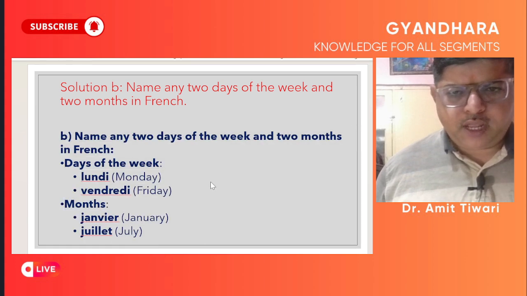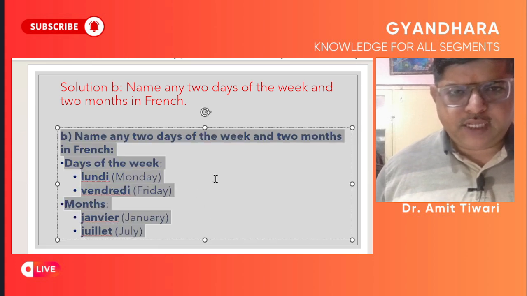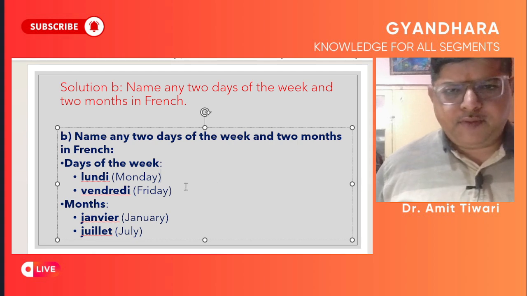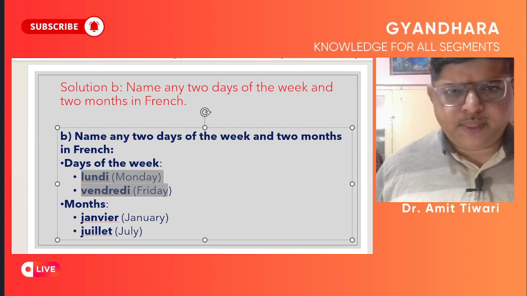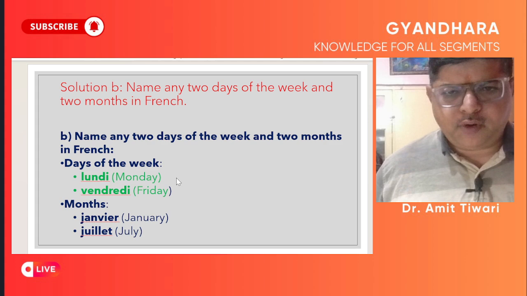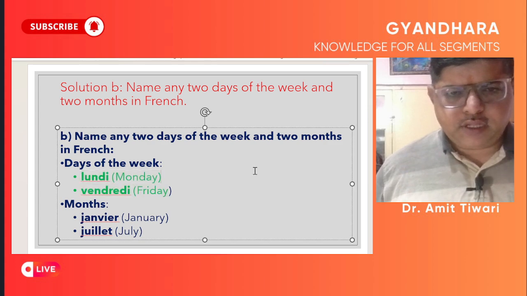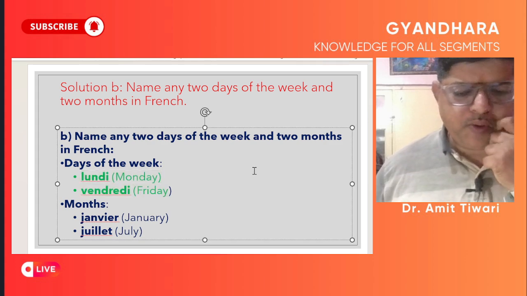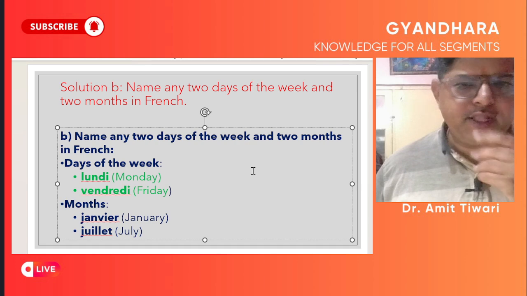If you are not able to read the same in French, I will be able to read it. Names of 2 weekdays in French, and months in French, are as under. Lundi is Monday and Vendredi is Friday. You can use other days than that also. Lundi is obviously Monday. You can talk about Lundi, Mardi, Mercredi, Jeudi, Vendredi.